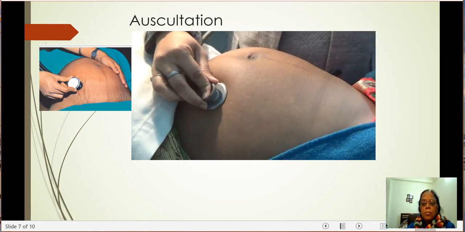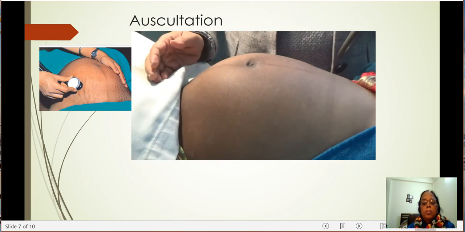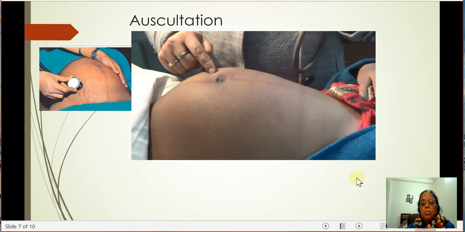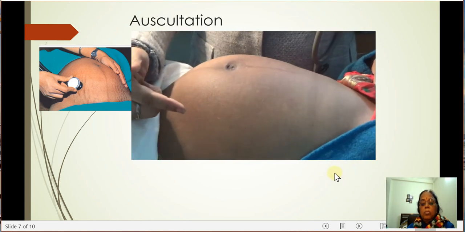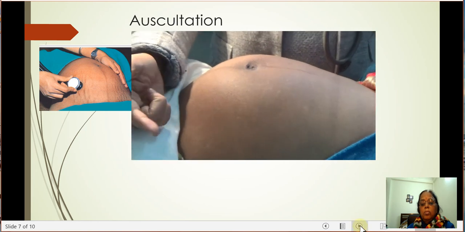And if the lie is something other than the longitudinal lie, cephalic presentation or breech, we can hear the fetal heart somewhere anterior near the umbilicus. And if it is a posterior lie, then it will be somewhere around the lateral sides.